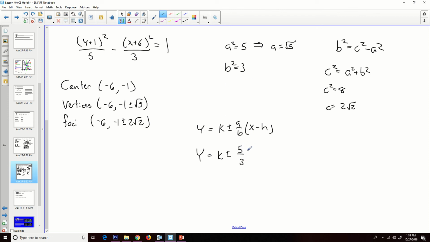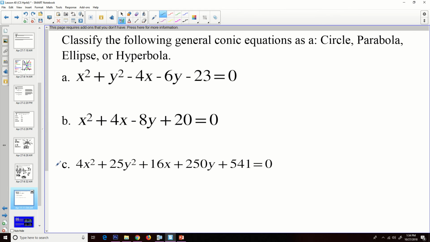b is square root of 3, and I wrote k, we know what k is, -1, and then x, and then h is -6, so I get plus 6 there. And I suppose we could simplify that if we wanted to, but that's good enough for right now. All right. I think I got everything. Yep, that looks good.